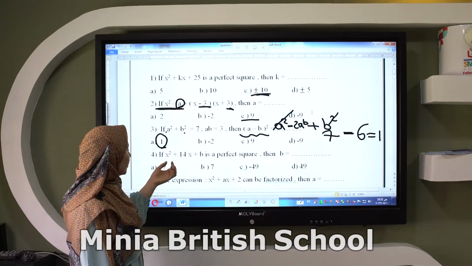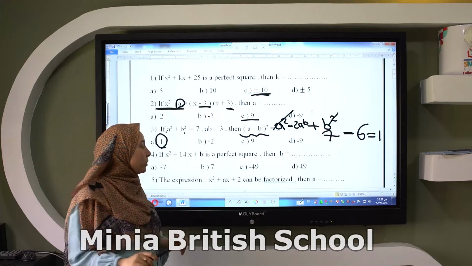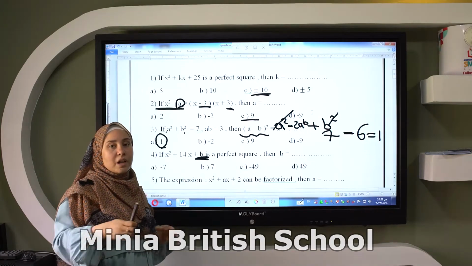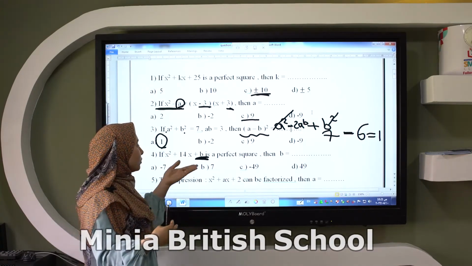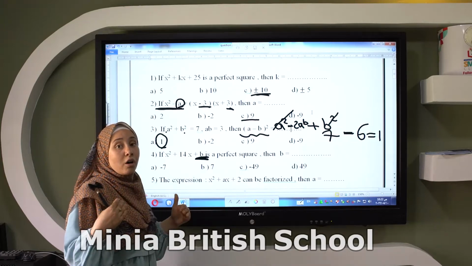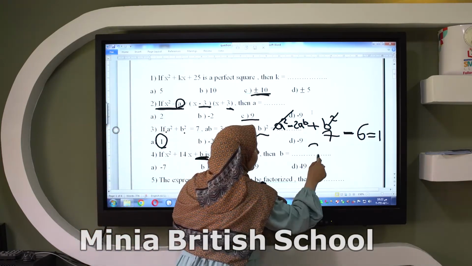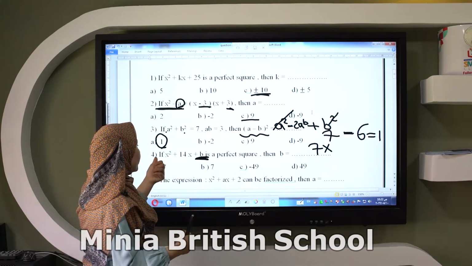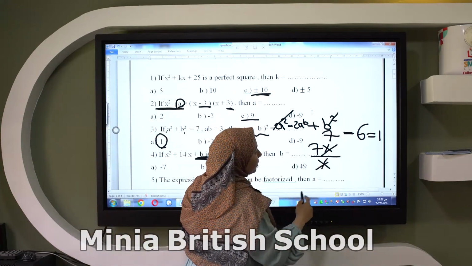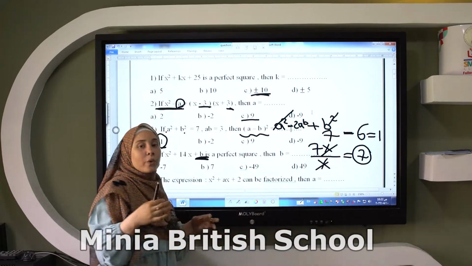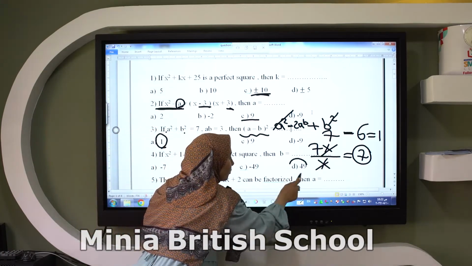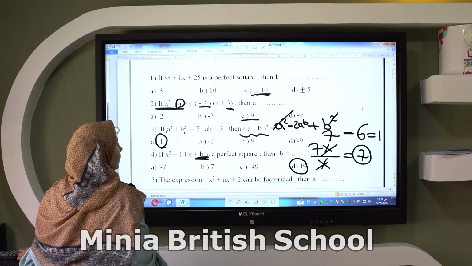Next one, if x power 2 plus 14x plus p is a perfect square trinomial, then p equals what? P here in the perfect square trinomial is the third term. So you can follow these steps to find the value of the third term. The first, find half the middle term. Half the middle term is 7x. Then divide it by the root of the first term, which is x. Then simplify it, the answer equals 7. Then find the square of the simplified result, 7 power 2 equals 49. So the answer is 49. Okay. Next one.